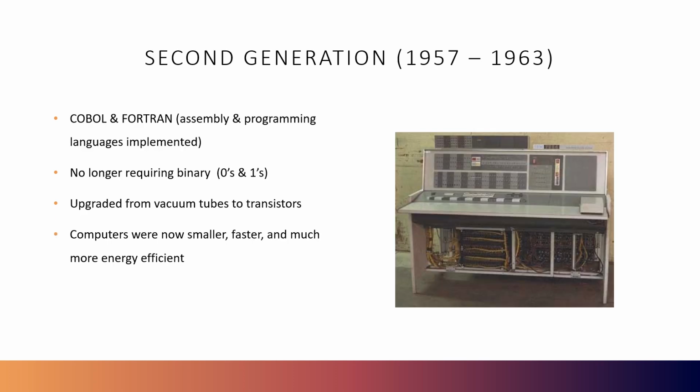The second generation was from 1957 to 1963. The upgrade from the vacuum tube to the transistor brought about a second generation of computers. Assembly and programming languages such as COBOL or Fortran were implemented, and binary was no longer the norm. The trend of smaller, faster, much more energy-efficient computers had begun.